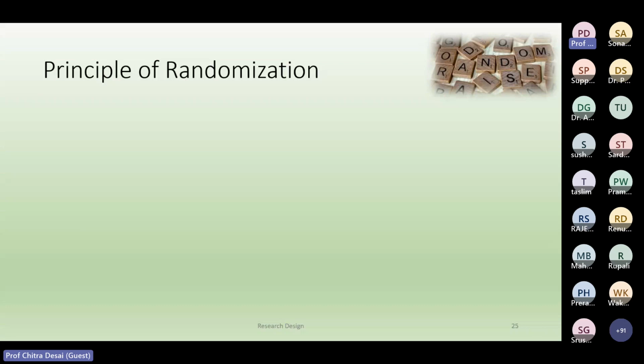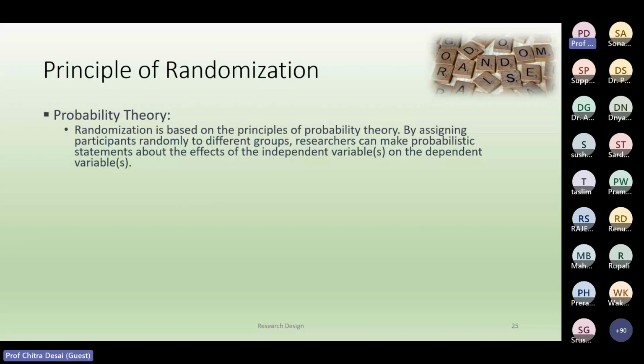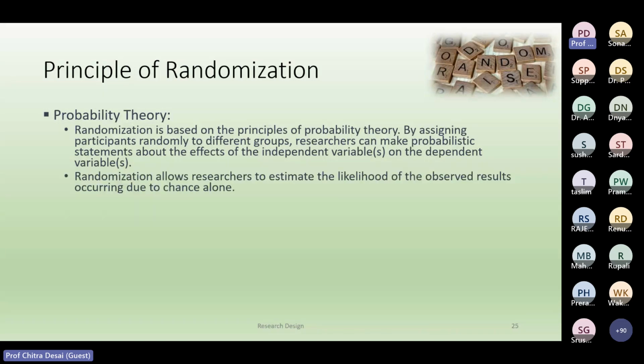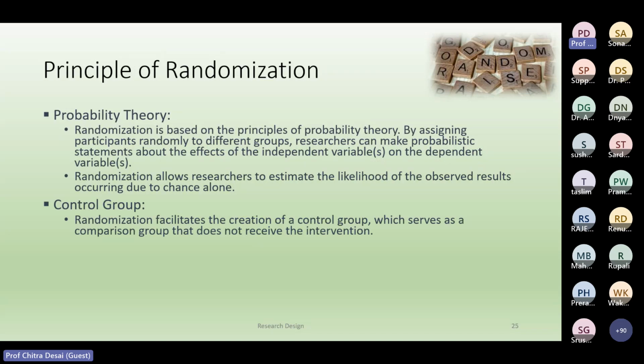So if you are doing it on the sample set, that sample has to be strong enough to represent the population. So in the principle of randomization, that also is very, very important. Then probability theory, because randomization is based on the principle of probability, we see that by assigning participants randomly to different groups, researchers are able to make probabilistic statements about the effects of the dependent and the independent variable. It is also helpful to estimate the likelihood of certain observed results that are being created.